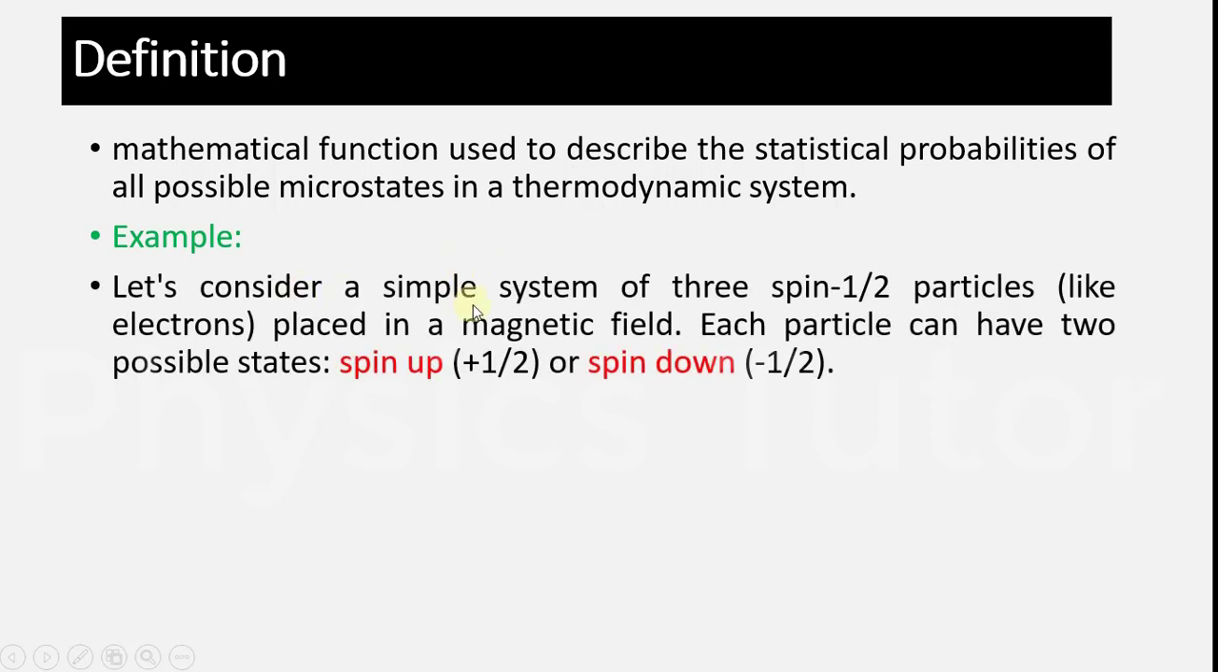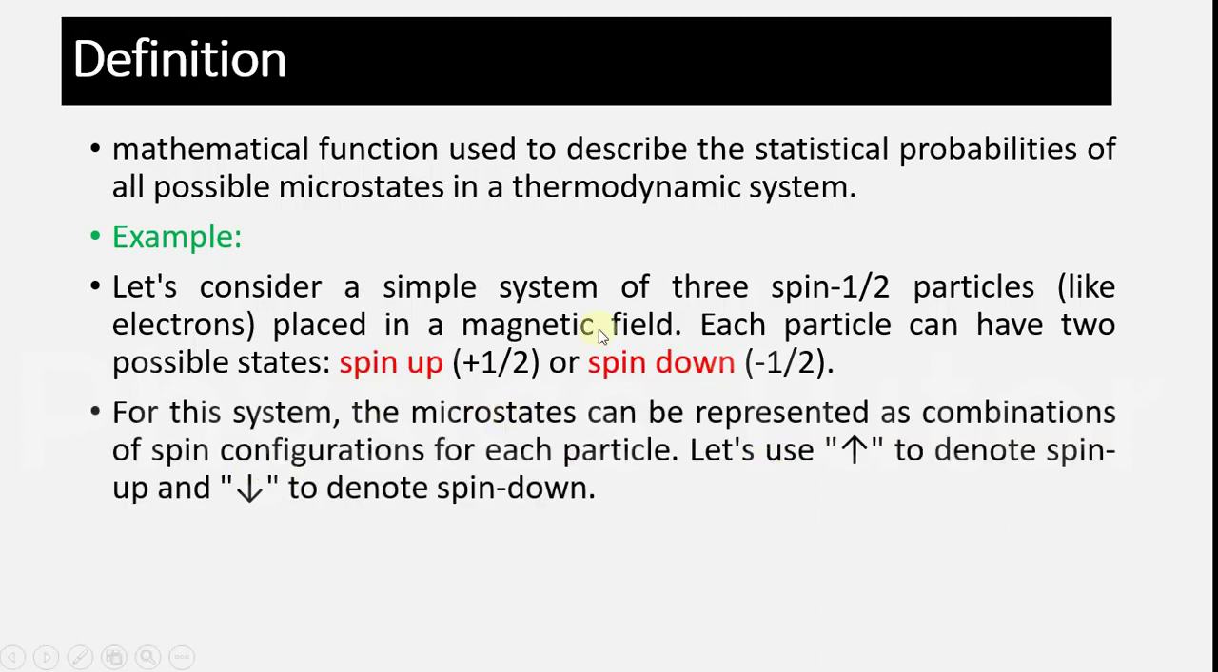For example, let's consider a simple system of 3 spins. This shows the spin -1/2. This shows a particle like an electron placed in a magnetic field. Each particle can have two possible states. So this is the term probability of all possible states. These are two basic states of each particle. Here we will talk about the state of an electron, which shows the spin up. In spin up we take an upward arrow and a positive value, and for down we take an arrow in the downward direction and a negative value. Further we will see another example which explains the partition function for the system.